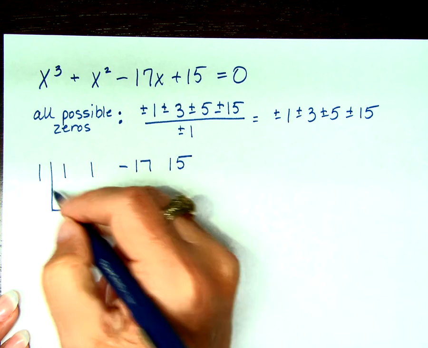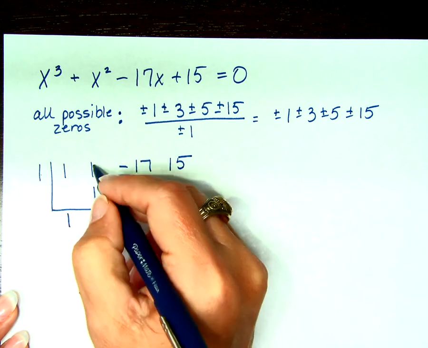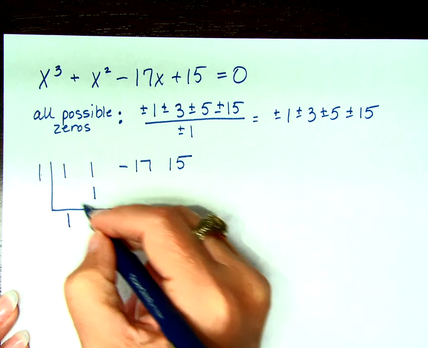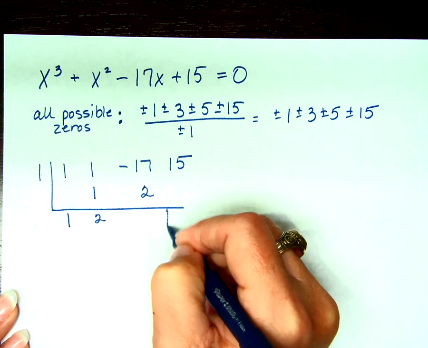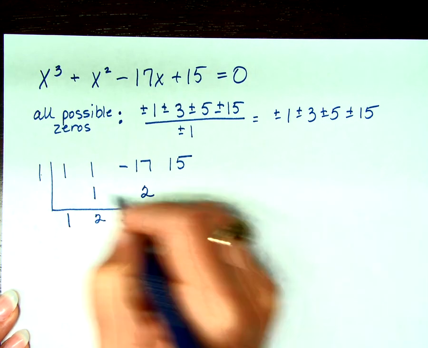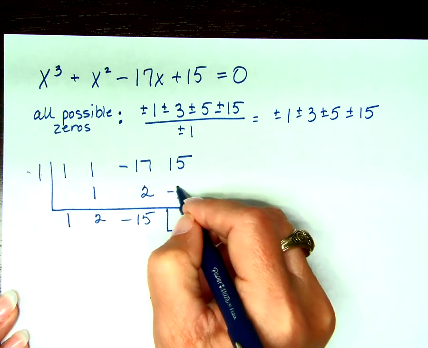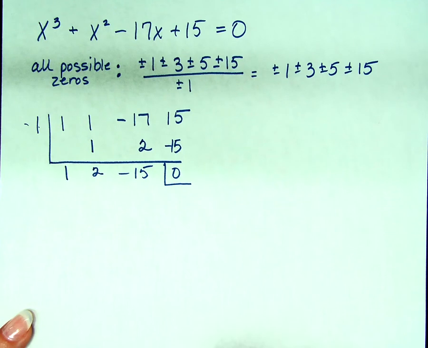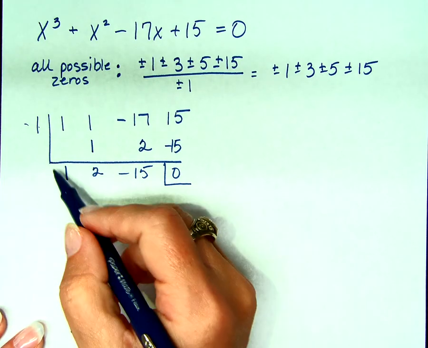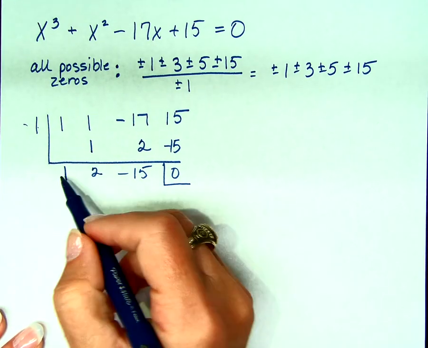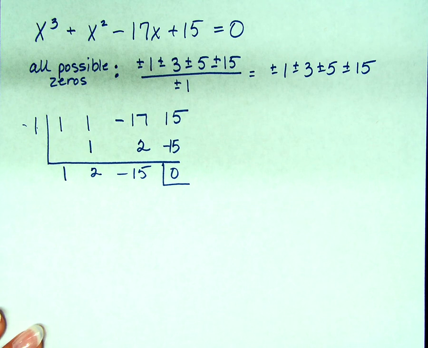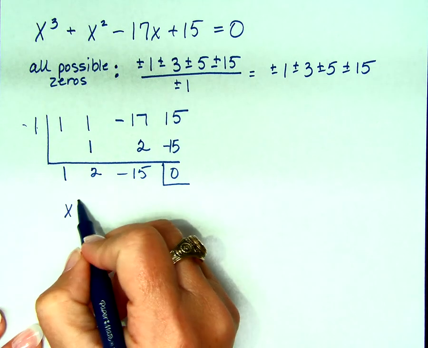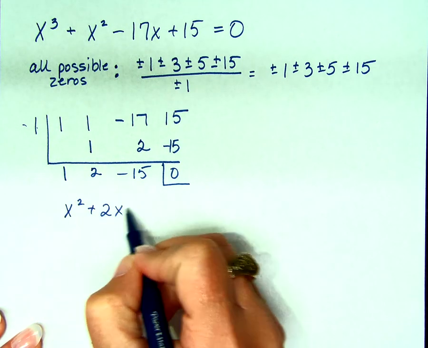Bring down the 1, multiply, write it here, add. Multiply, write it here, add. Multiply, write it here, add. Huh. Good guess. Could I keep going? Yes, but when it's a trinomial, what do I mostly want to try? I want to factor it. So x squared plus 2x minus 15.